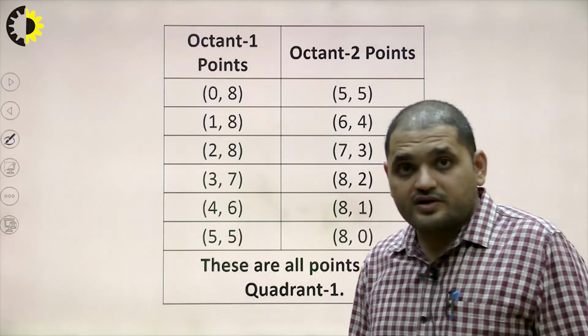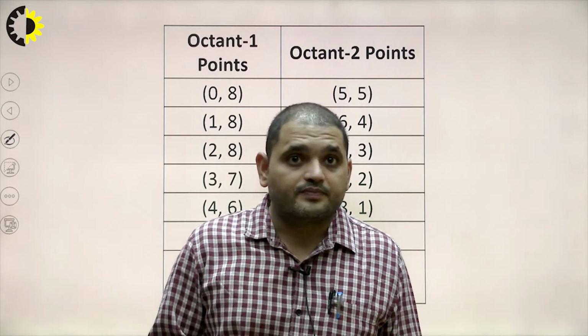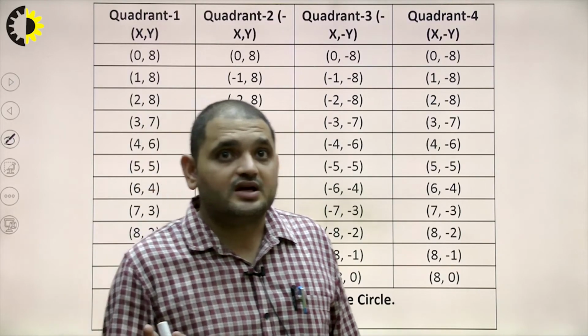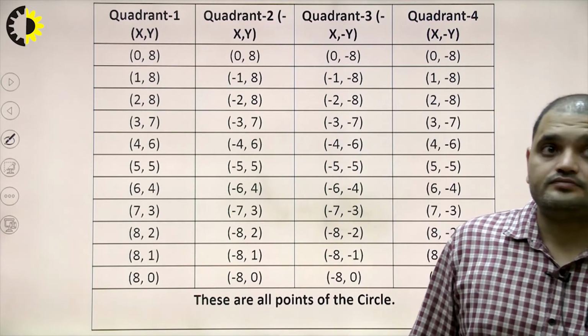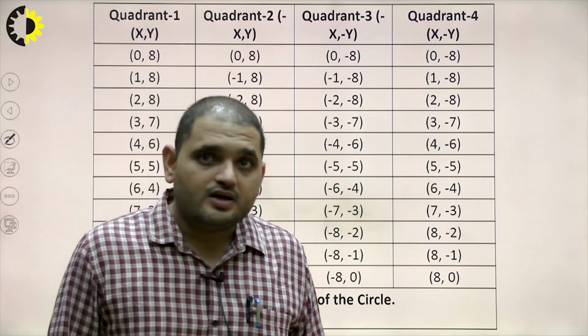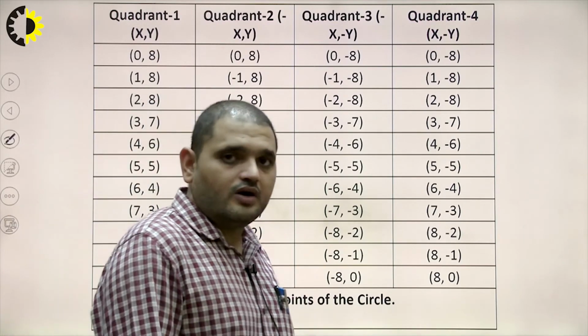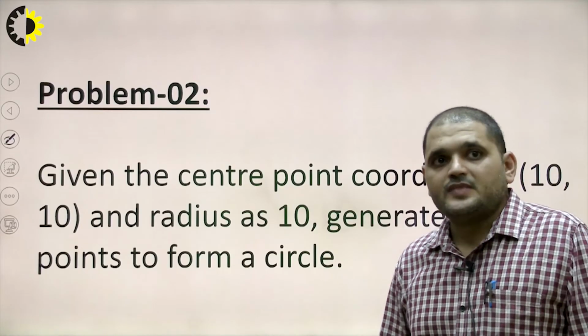Using these coordinates of one octant, we can find out the coordinates of the other octants also. These are the coordinates of the 4 quadrants, using the symmetry property. So this is how we can draw a circle using this algorithm. Now problem 2.